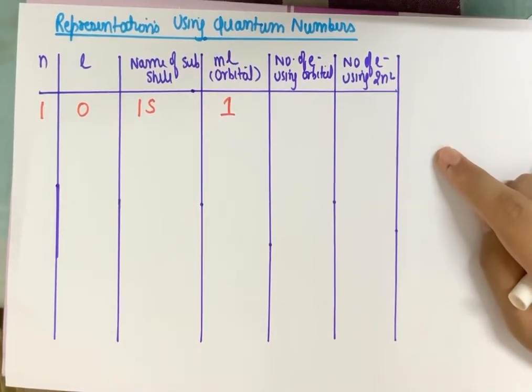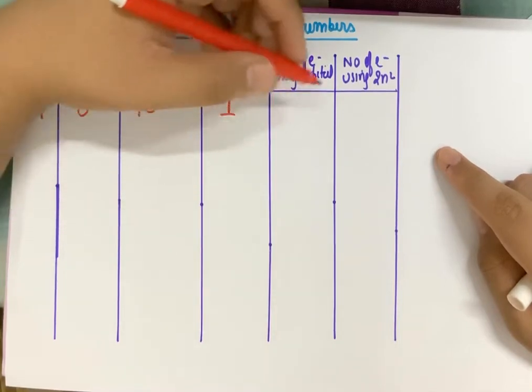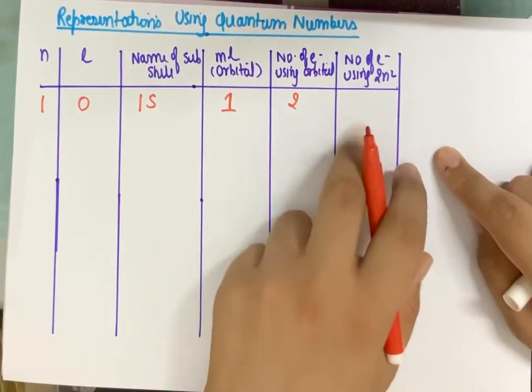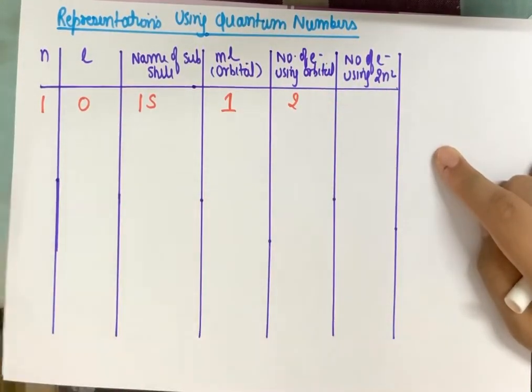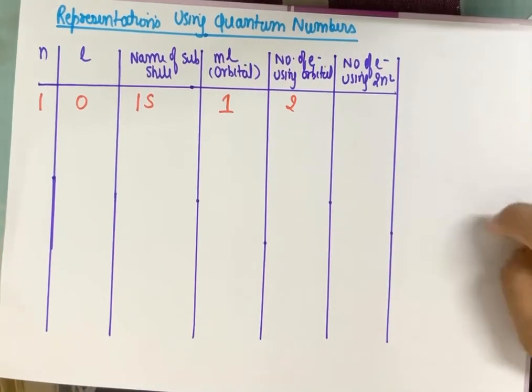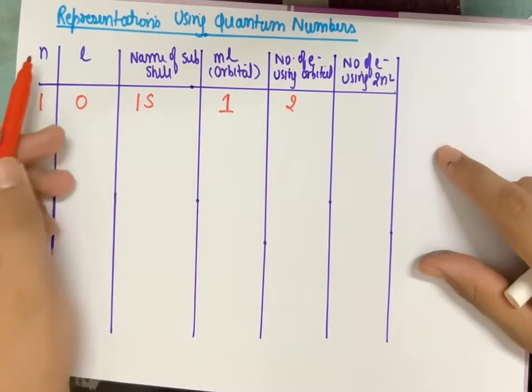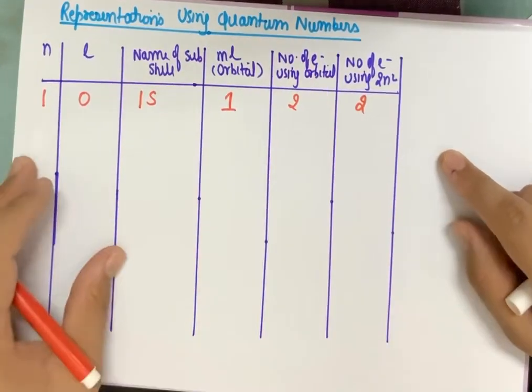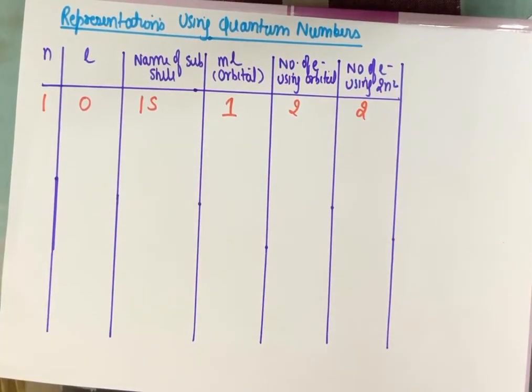Now we know each orbital has 2 electrons, so the total number of electrons in this shell is 2. I can also calculate the number of electrons using the principal quantum number by using the formula 2n square. This I have done in the previous video. So 2 into 1 square also gives 2. You have to tally that these two columns always come the same with both the formulas. Moving to the next one now.